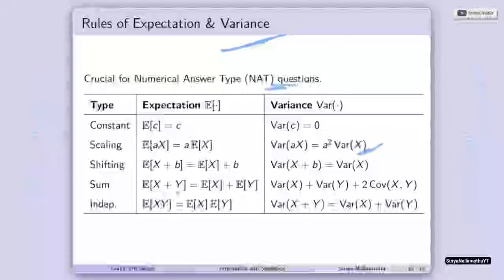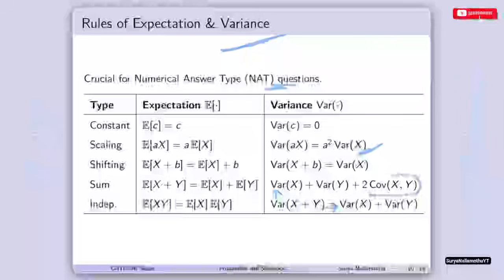And next, e of x plus y is equal to e of x plus e of y. Variance of x plus y is equal to variance of x plus variance of y plus 2 into covariance of x comma y. It is for sum. For independence, it goes to this line. If x and y are independent, the covariance of x comma y is nothing but 0. So that's why we included this term.